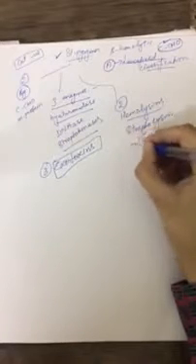Then we have hemolysins. These hemolysins are very important. They are streptolysin O and streptolysin S. Then we have two antigens, three enzymes, three exotoxins, and two hemolysins.